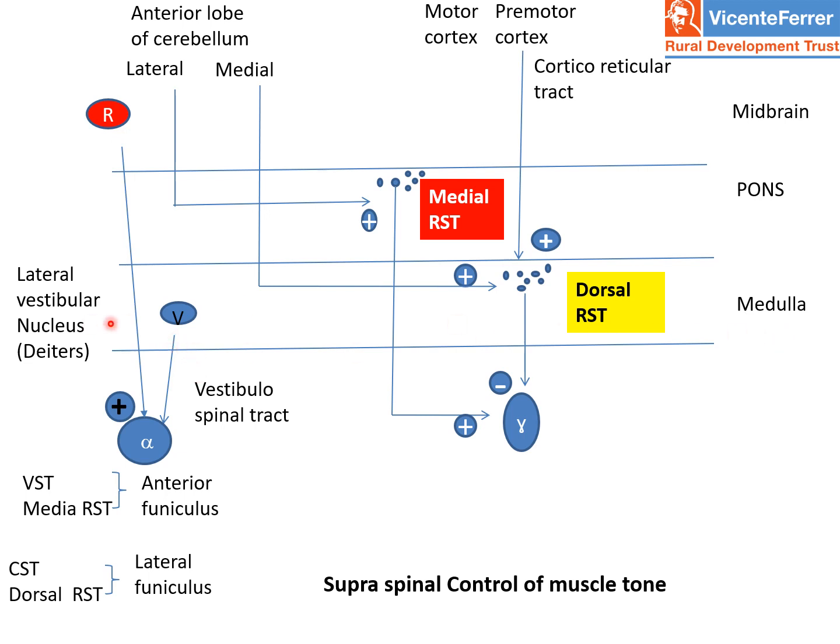Similarly, in the medulla, we have the lateral vestibular nucleus, that is Deiters' nucleus, from which the vestibulospinal tract will be arising and which will be stimulating the alpha motor neurons. And this vestibular nucleus will have a higher control from the cerebellum.